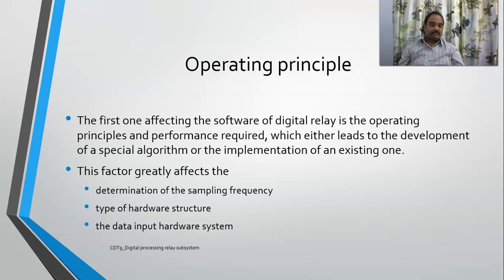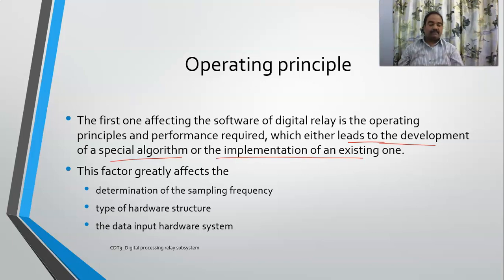Now, coming to the two important things of software. The first thing is the operating principle. In particular, for software selection, the operating principle leads to the development of a special algorithm or the implementation of an existing one. Let us suppose I want to measure V and I, and I want to go with impedance measurement and operate based upon impedance. Then you should go with a different design. If I want to go with a differential one, then I am supposed to write a program such that my two currents or two voltages are compared. So it all depends upon how you are going to use your relay. Either you want a special algorithm or you want to modify an existing one.